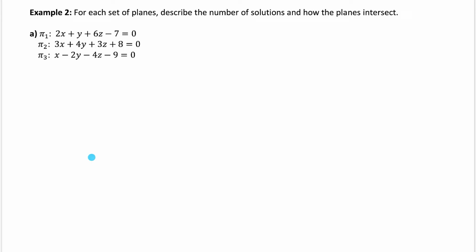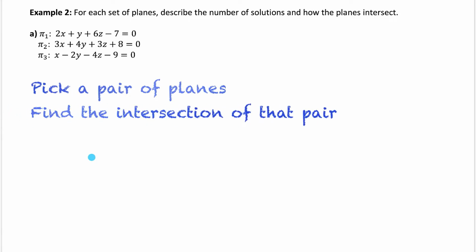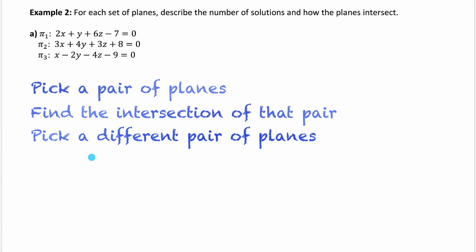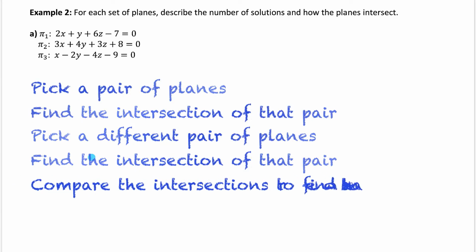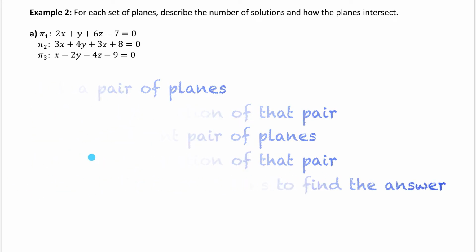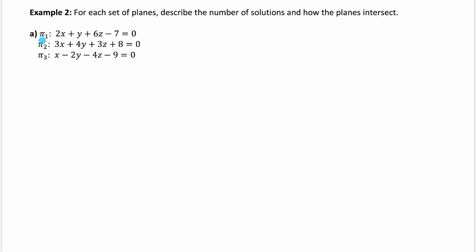What we're always going to do for this is start by picking a pair of planes and see how that pair intersects. And then we'll pick a different pair of planes and see how that pair intersects. And then we'll compare those intersections to see if there's a consistent solution between all three planes. The first pair of planes I'm going to pick to start with are planes 1 and 2. I'm going to try and figure out how plane 1 and plane 2 intersect.